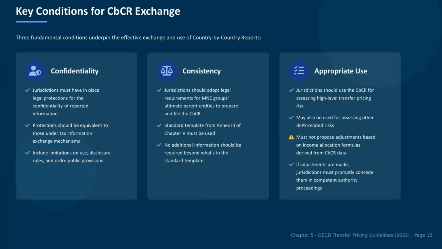Effective exchange of country-by-country reports hinges on 3 key conditions: confidentiality, consistency, and appropriate use. Jurisdictions must ensure legal protections for confidentiality, adopt a standard template for reporting, and use the reports for assessing transfer pricing risks without making income allocation adjustments. These conditions ensure the integrity and utility of the country-by-country reporting process.